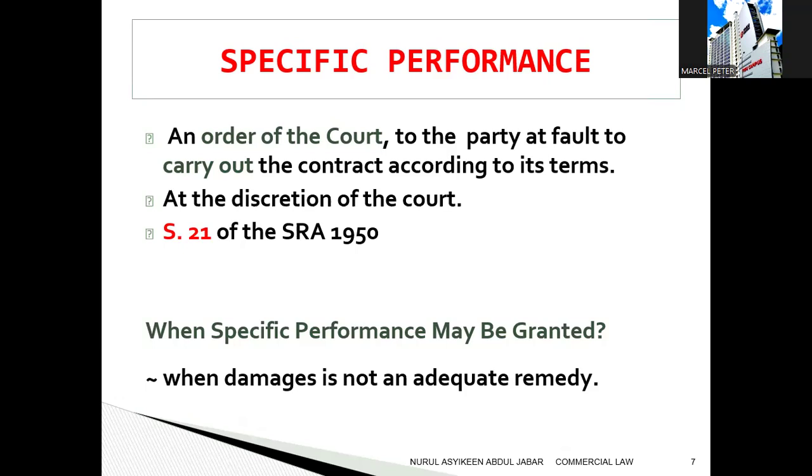This usually applies when the subject matter of the contract is unique or special, and money alone is not enough to compensate the innocent party. So when is specific performance granted? Specific performance may be granted when monetary damages are not sufficient and when the court believes it is fair to force performance instead of paying compensation. So, specific performance forces the contract to be completed, and it is used only when damages are not enough to provide justice.